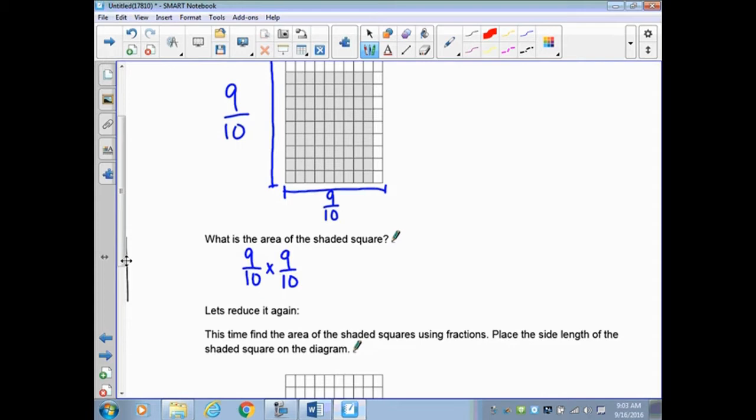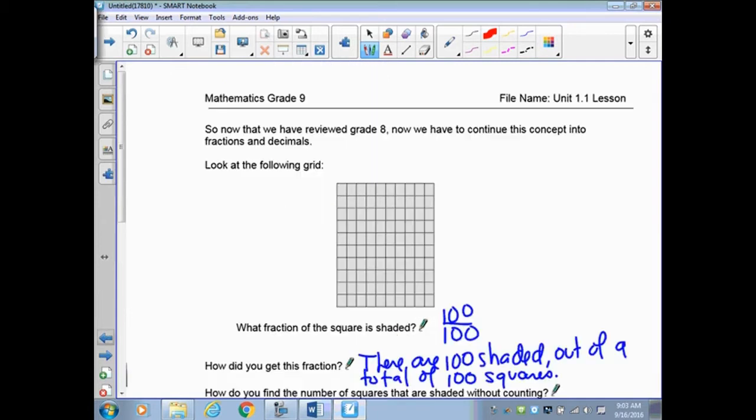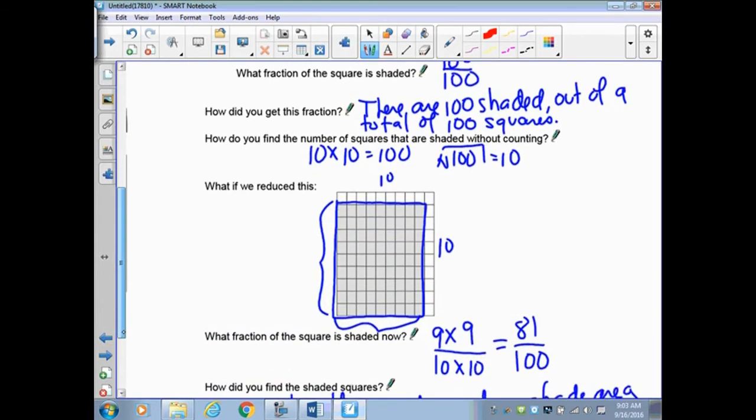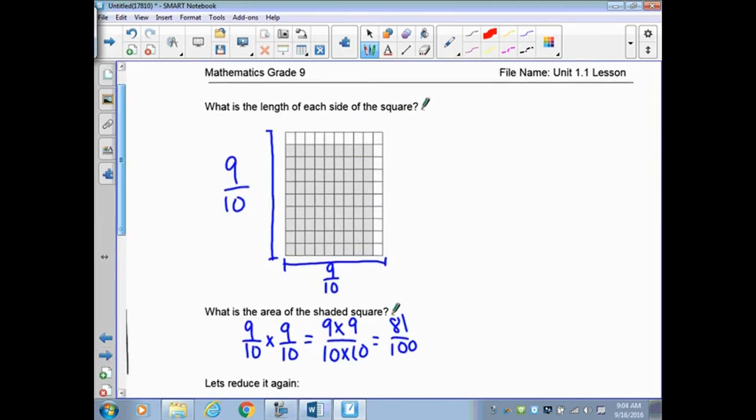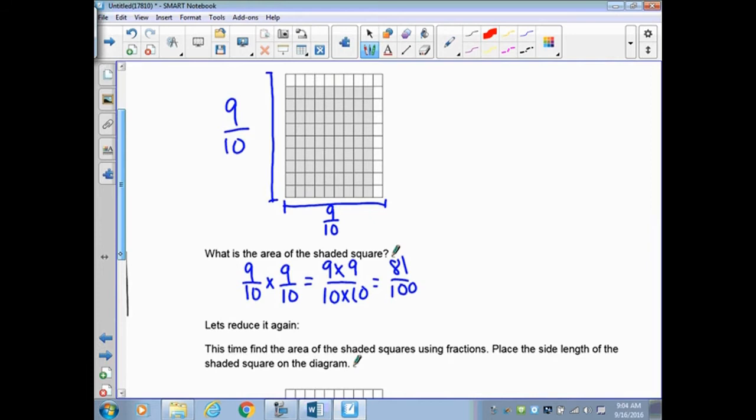Well, if you remember back to multiplying fractions, to multiply a fraction, it's the top, the numerator, multiplied by itself and the denominator multiplied by itself. So there you get 81 out of 100. Now you should notice that that's exactly the same as we got a second ago on our previous one. 81 over 100. This way we counted them, whereas here we multiplied the fractions to make it work.